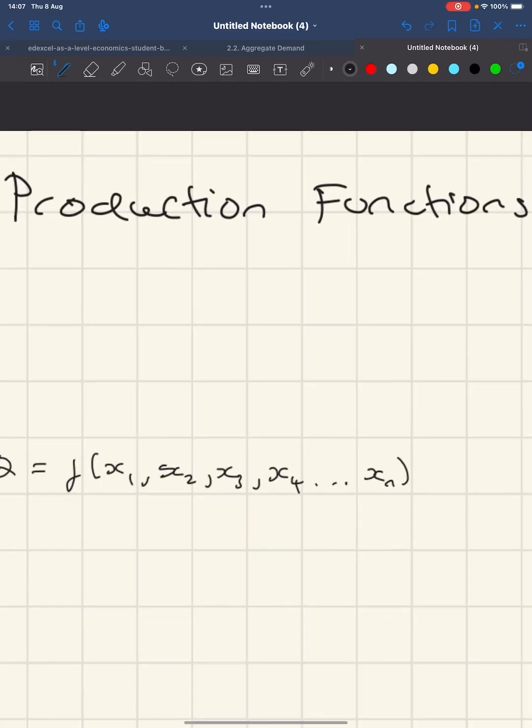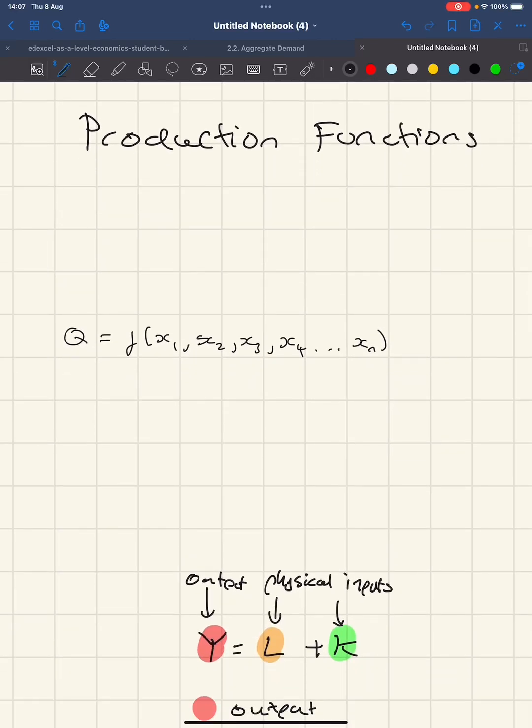Today we're going to be looking at something called a production function. So what is a production function? A production function is essentially just a function that is used to work out output. We have a bunch of physical inputs in some sort of function which we use to work out output. These physical inputs are just factors of production.